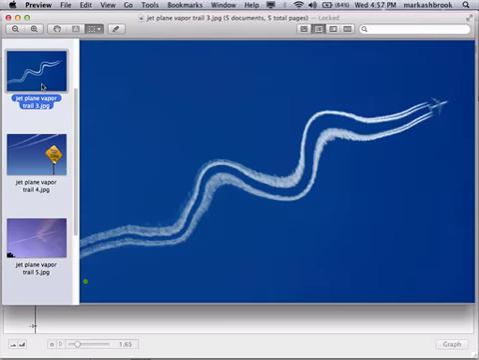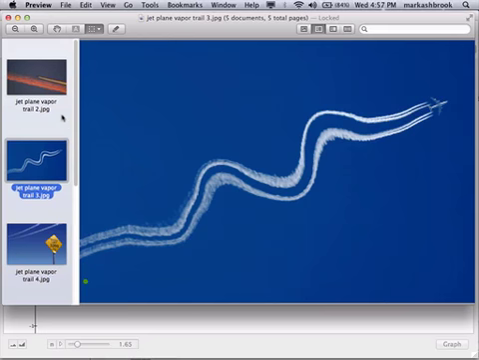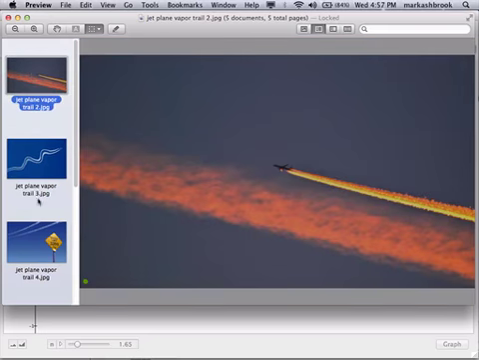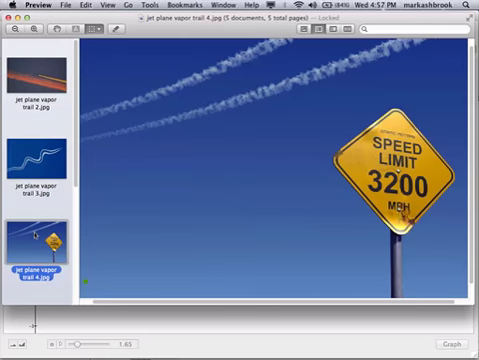Some planes you don't want to be on. Okay, but that's showing us where it was.